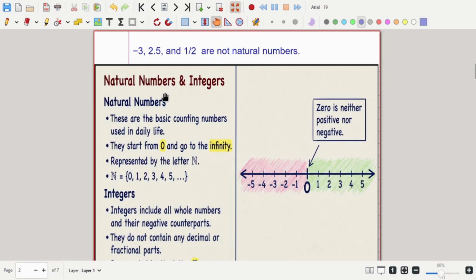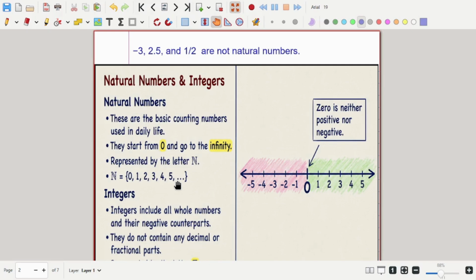So what are natural numbers? Natural numbers are basic counting numbers, that means the numbers which we use to count different daily objects. For our course of data science, we will consider 0 as a natural number. So the natural numbers start from 0 and go to infinity. They are represented by the letter N. So N is the set of 0, 1, 2, 3, 4, 5, till positive infinity.